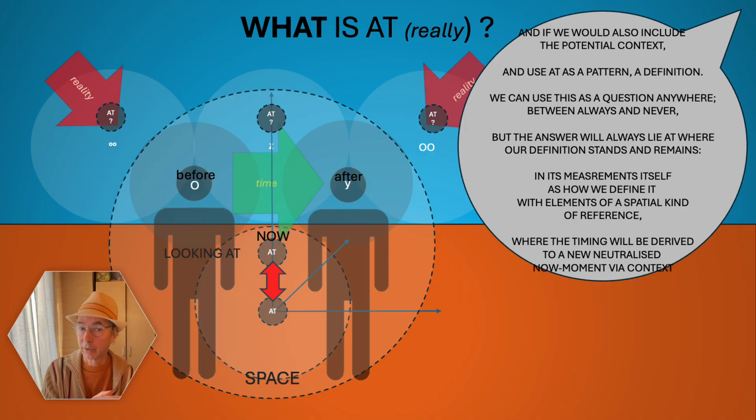And also we could not only include timing. In here the timing is always that neutral point. We can also include the potential context. How do we use the potential context? We can use at, in this case, as a pattern, which we can use everywhere. And yes, we can do that. We can use that everywhere, anywhere, and at any time, at any place, always.